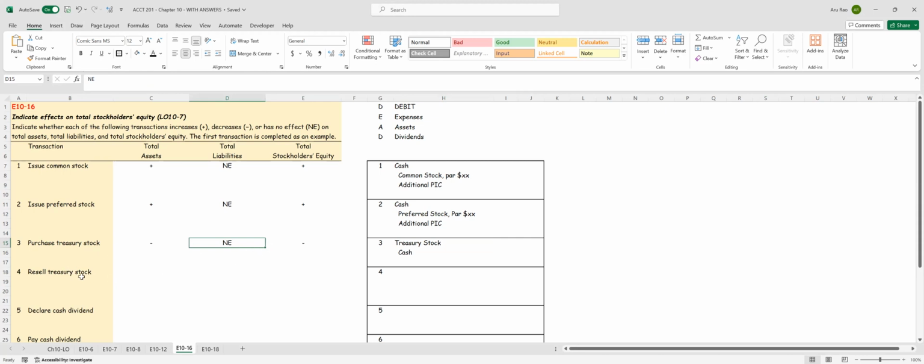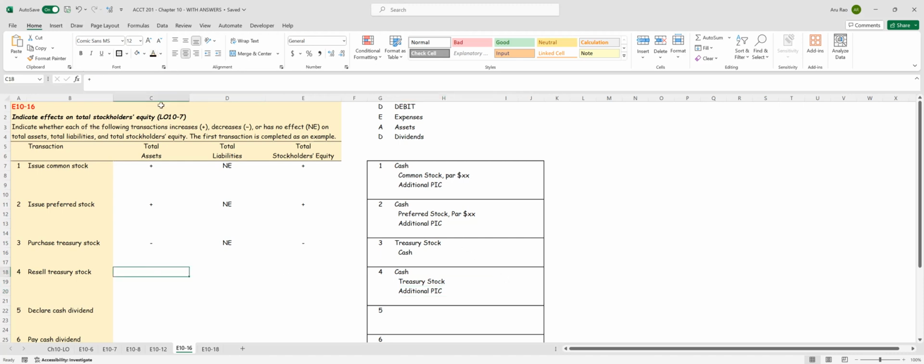Again, no impact on my liabilities. Now I resell the stock that I had purchased. The treasury stock that I bought, I'm selling those now. I'm getting cash. Cash is debit. I'm giving up the treasury stock, so I credit treasury stock for whatever I had purchased it for. If I got anything extra, I credit paid-in capital.